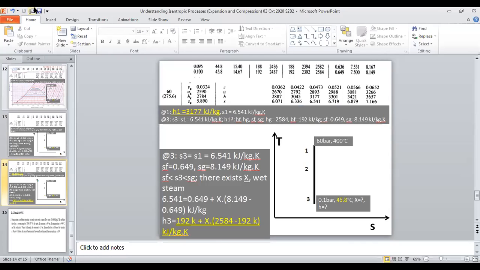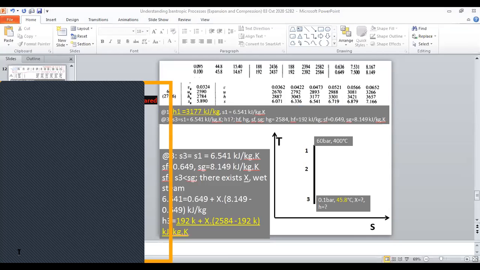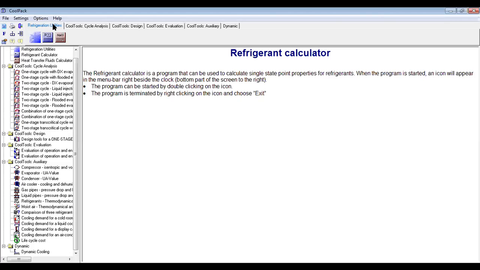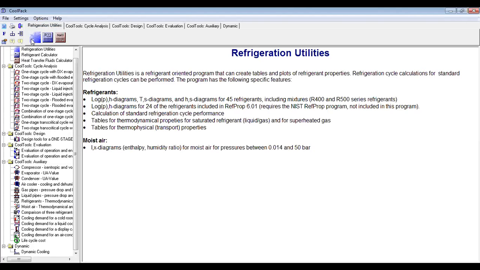I will email you this. Also, if I'm not mistaken, I asked you to look into Coolpack software. Coolpack, that's this. Okay. So refrigerant utilities.